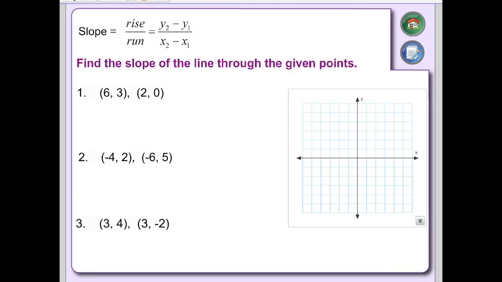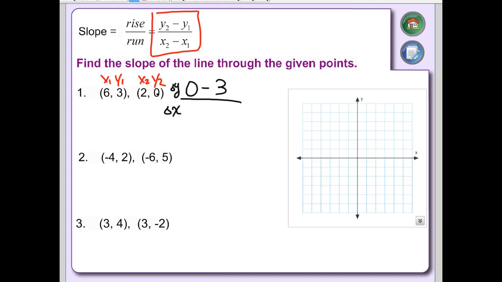Now, let's go ahead and look at our next slide, and I want you to find the slope of the line through the given points. So if they give me 2 points, then I need to find the slope of that line. So x1, y1, x2, y2. Remember our formulas we've been using up here. Okay, in the numerator I need my change in y. So it's 0 minus 3, the back y minus the front y. And then I need my change in x's in the denominator, so that's 2 minus 6.